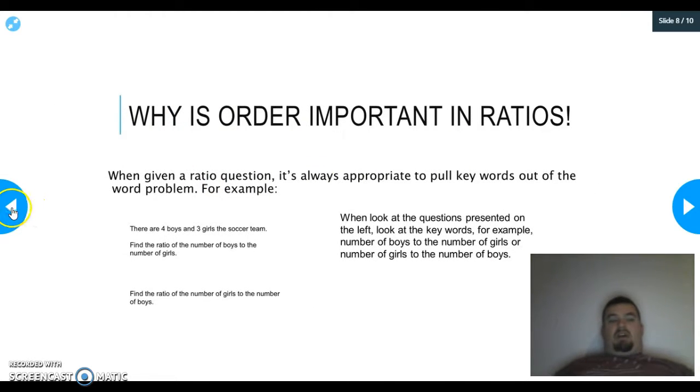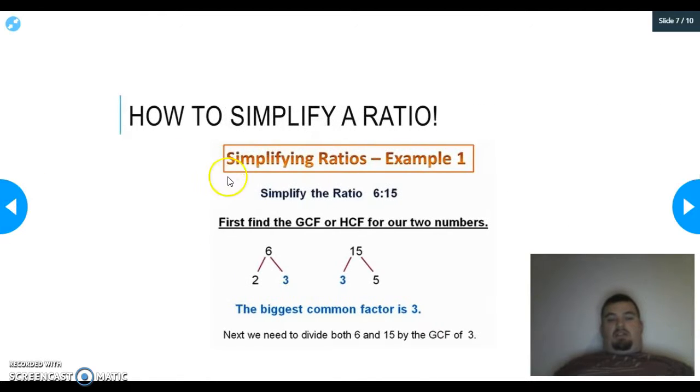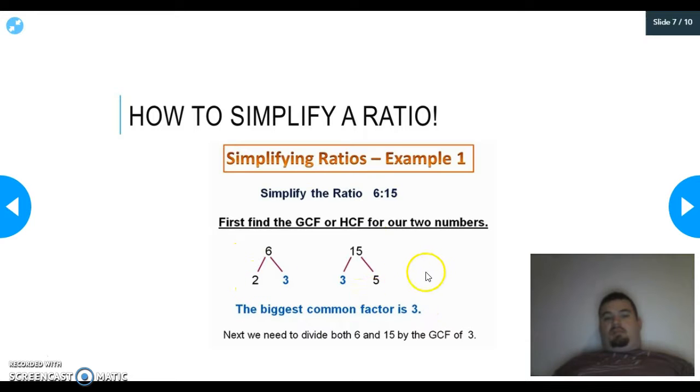When we divide those 2 numbers by 3, our new fraction will be: 6 divided by 3 is 2, and 15 divided by 3 is 5. So basically it's 2/5. That is the new simplified fraction.